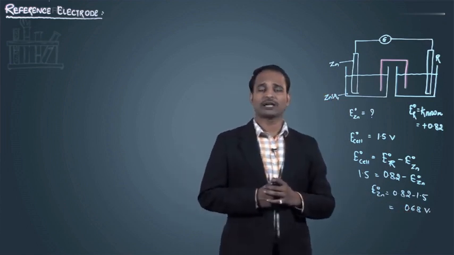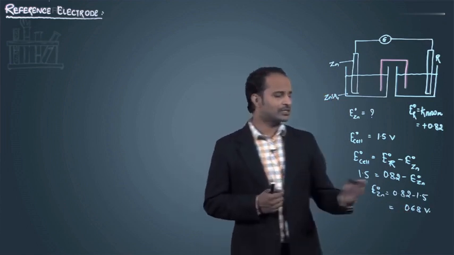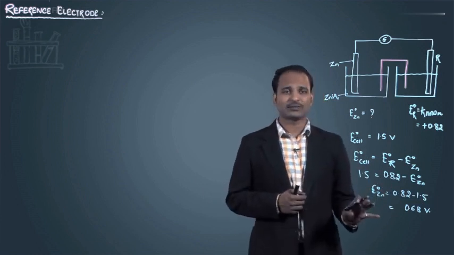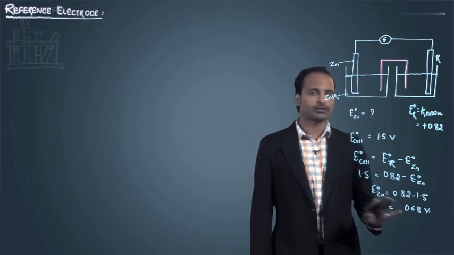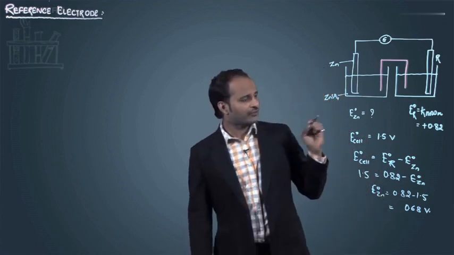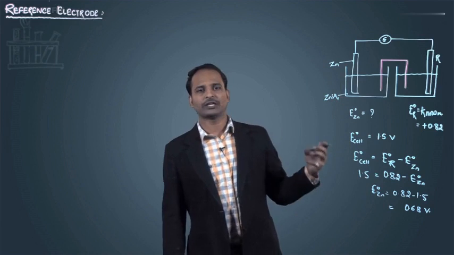So finally I got the value for the zinc potential, that is 0.68 volt. It's just an example. The actual value of zinc is 0.76. Just an example that I got 0.68 volt. So this is the way we measure the potential of any electrode.